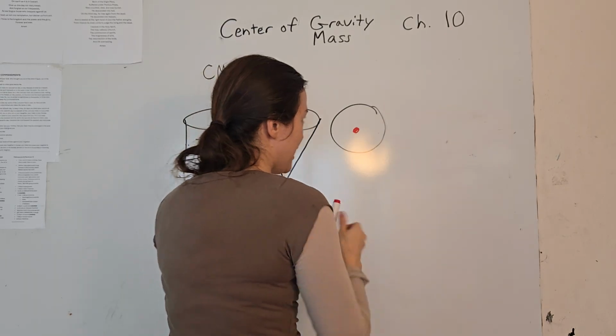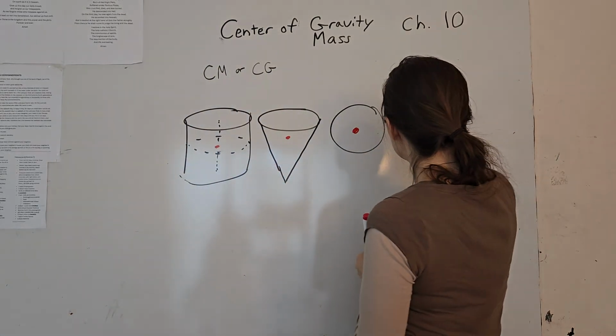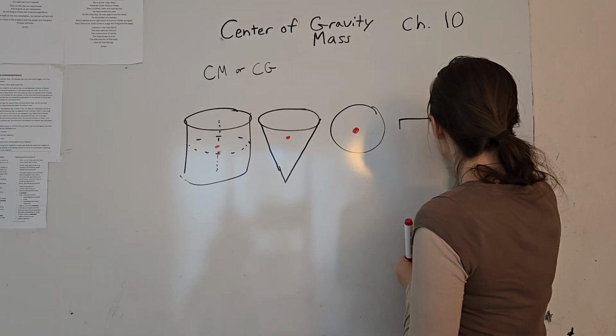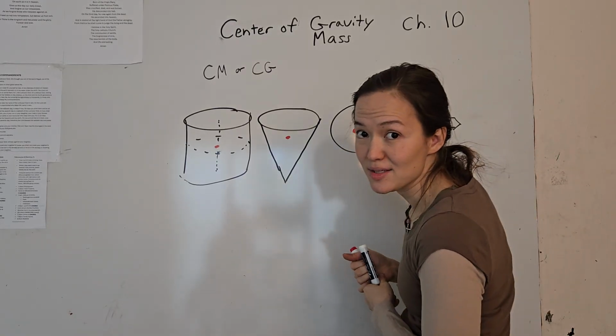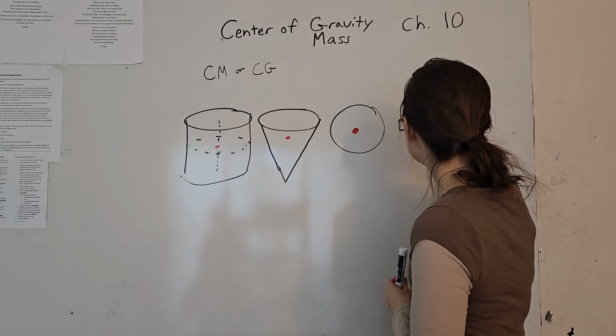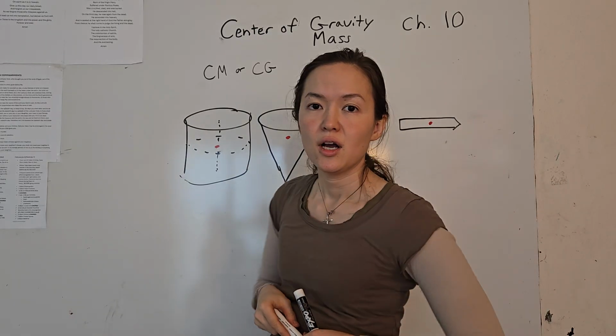Okay, so what about a pencil? We've got a pencil here. Sometimes we call the center of mass the balance point. And this is a really important thing with swords.